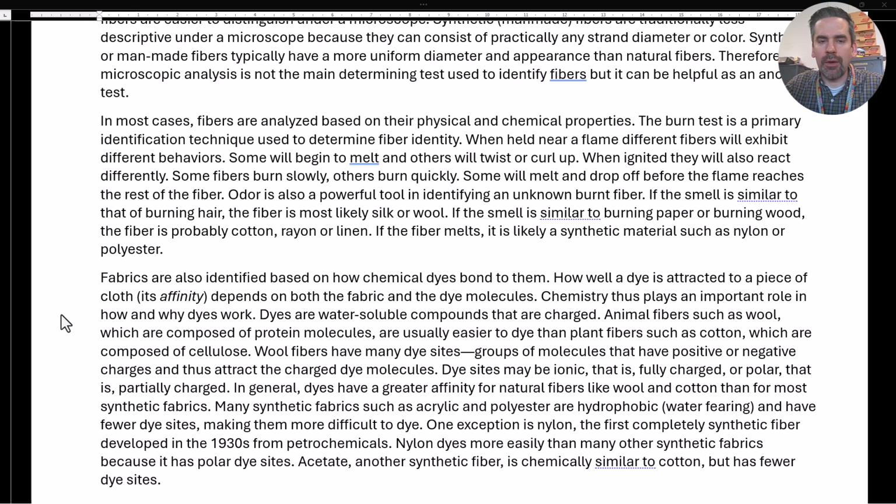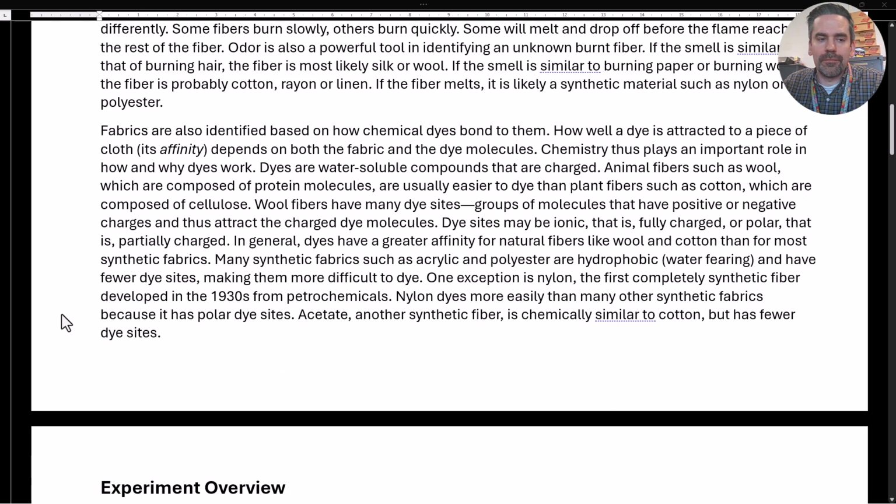Odor is also a powerful tool in identifying an unknown burnt fiber. If the smell is similar to that of burning hair, the fiber is most likely silk or wool. If you don't know what burning hair smells like, pull a piece out and burn it and see what it smells like. It's not fun. If the smell is similar to burning paper or burning wood, the fiber is probably cotton, rayon, or linen. Do not burn any pieces of paper, please. If the fiber melts, it's likely a synthetic material such as nylon or polyester.